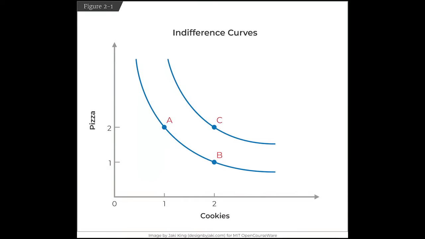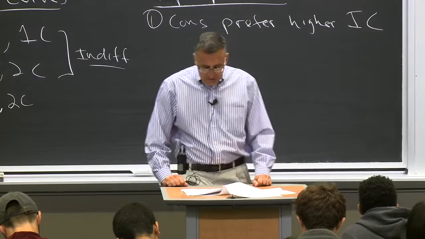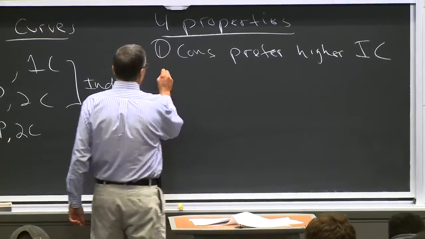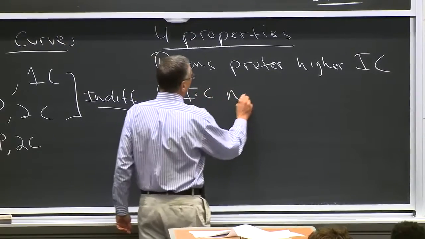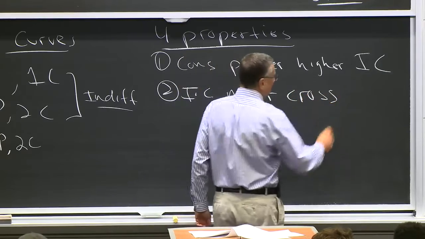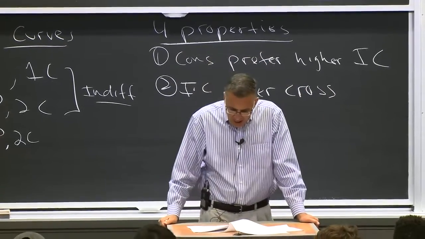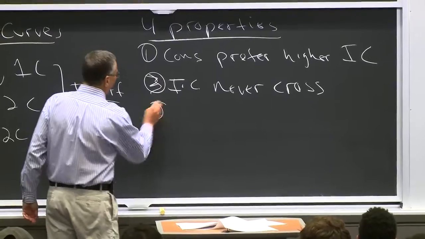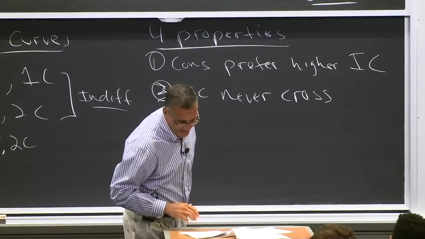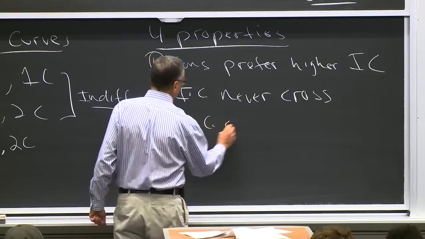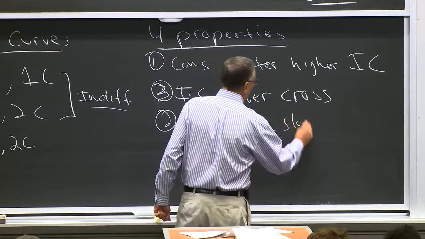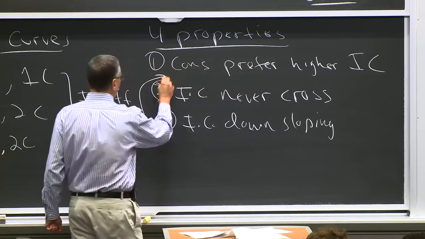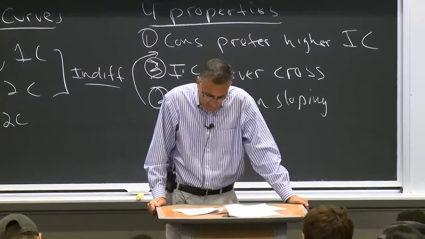Okay? So in that higher indifference curve, point C, you are happier than points A and B because more is better. Okay? The second is that indifference curves never cross. Okay, actually, that's third. I want to come to that in order. Second is indifference curves are downward sloping. Let's talk about that first.